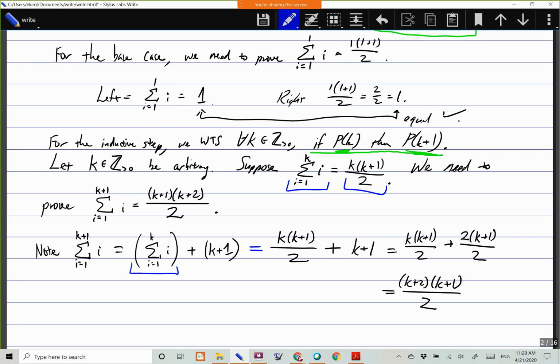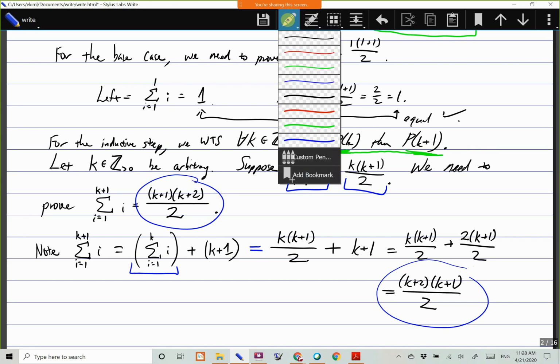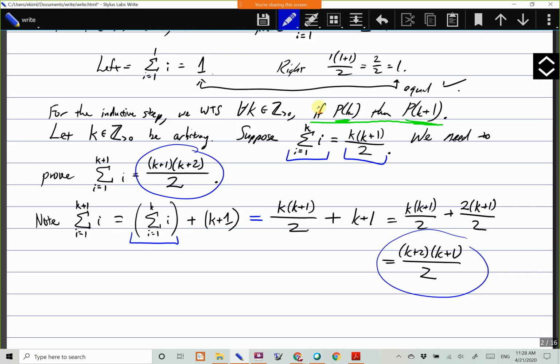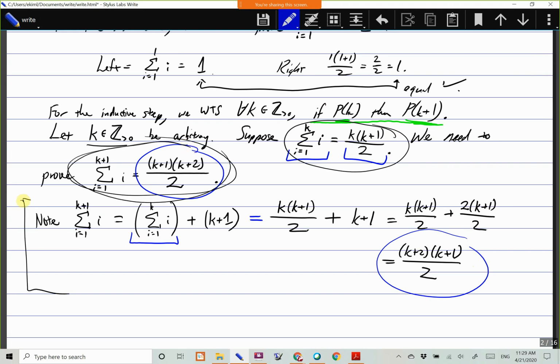And take a look, that fraction right here, that's what we wanted. It's just the factors in the numerator written in a reverse order, but it gives us what we want. So we've proved the inductive step, right? So we assumed this. We used that to prove this. The proof of this is what's down here.